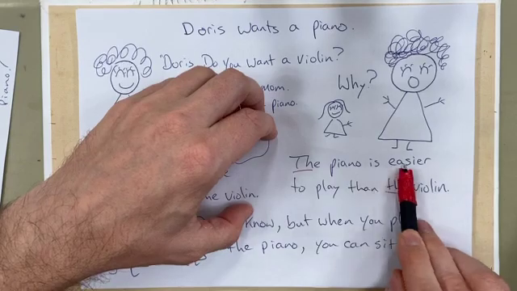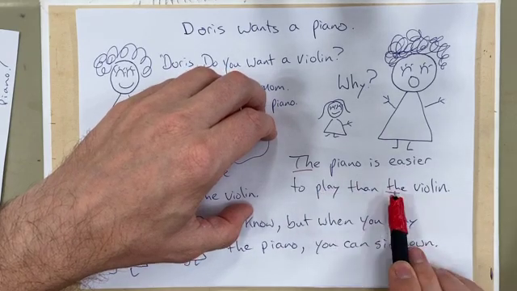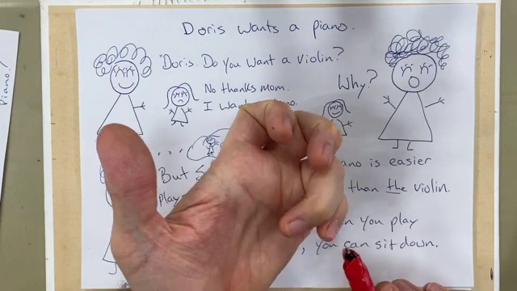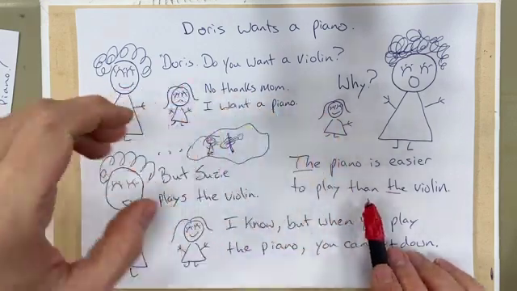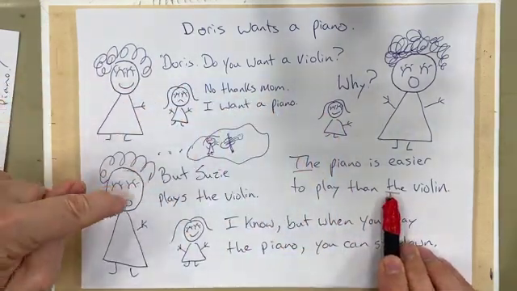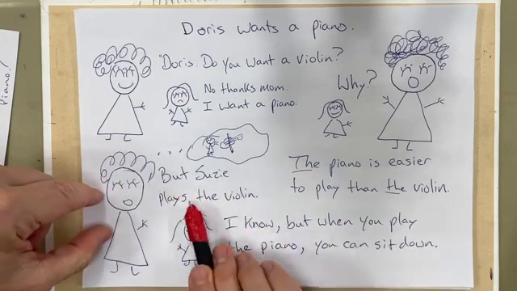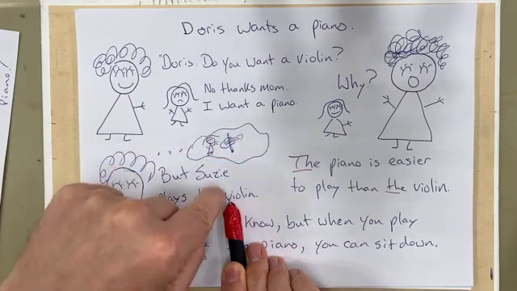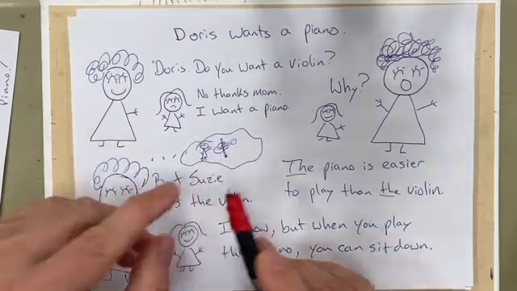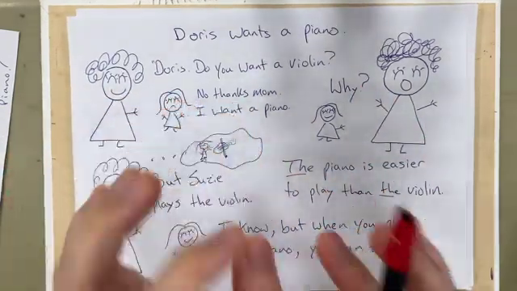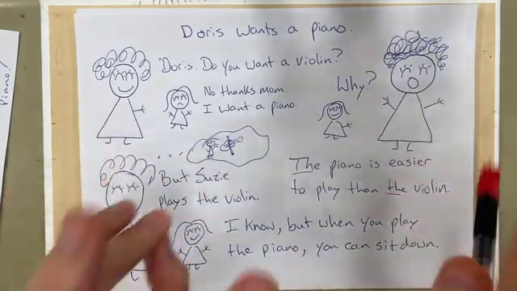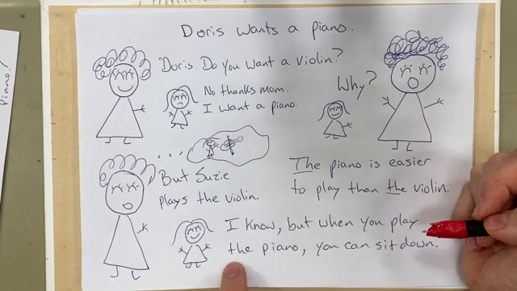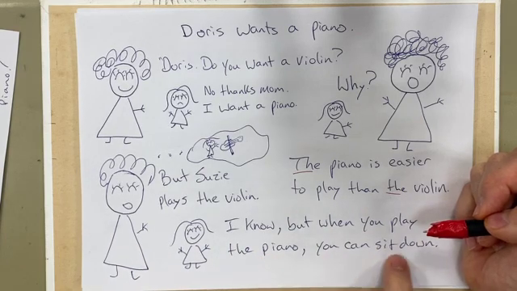The piano is easier to play than the violin, because on the violin you need to press the strings very hard with your fingers. Okay? But Susie plays the violin. Again, this is not about Susie's violin. This is about she can do it. She can manage to play the violin. I know, but when you play the piano, you can sit down.